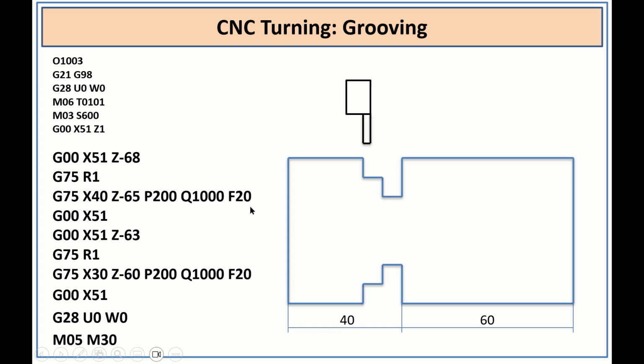Here I given the feed per minute less because the grooving operation needs to be done with less feed rate. Once this is over, the tool needs to go to X51. That means it needs to come back here, and again go to the home position. When it performs this last operation, it needs to go back to the home position, because I need to continue the other cycle for this groove operation.